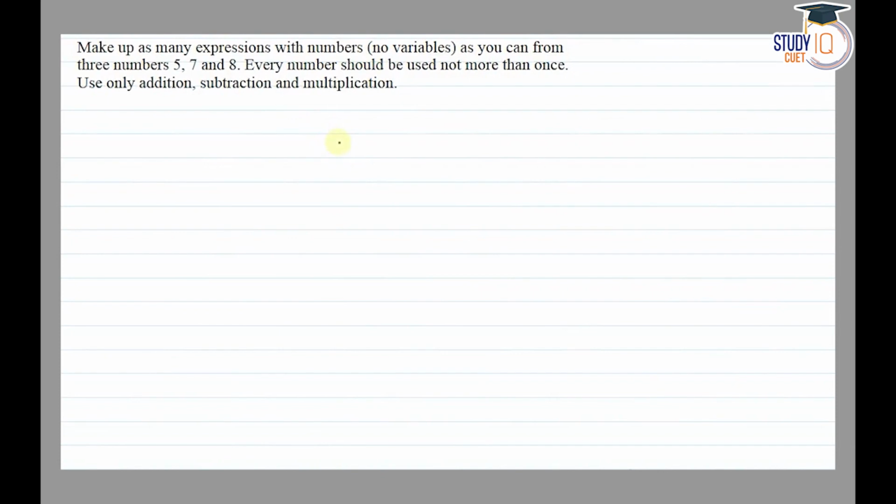Hello everyone, this question appears in the Class 6 NCERT chapter of Algebra. This is the first question of Exercise 11.3. The question says: make up as many expressions with numbers as you can from three numbers 5, 7 and 8. Every number should be used not more than once. Use only addition, subtraction and multiplication.